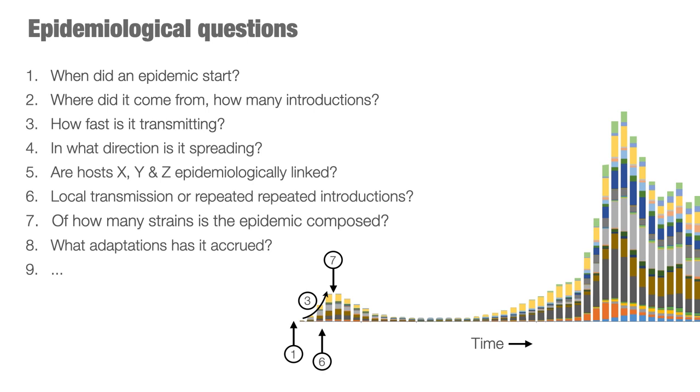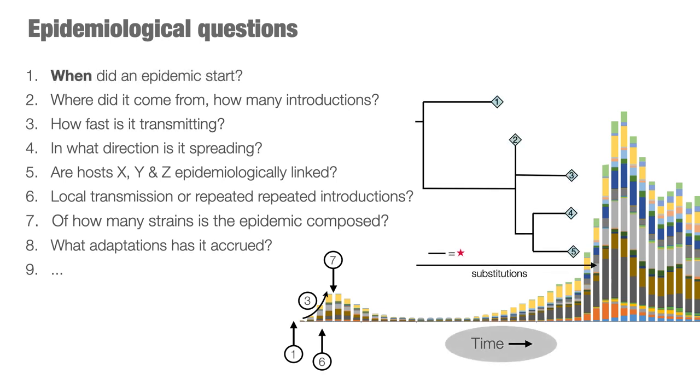Now, using phylodynamic techniques that build on these phylogenetic concepts, there are a number of questions we can address about pathogen evolution and epidemiology. And I will focus here on the epidemiological questions. One of these questions is when an epidemic started. And this is part of a broader set of questions about the timescale of the transmission process.